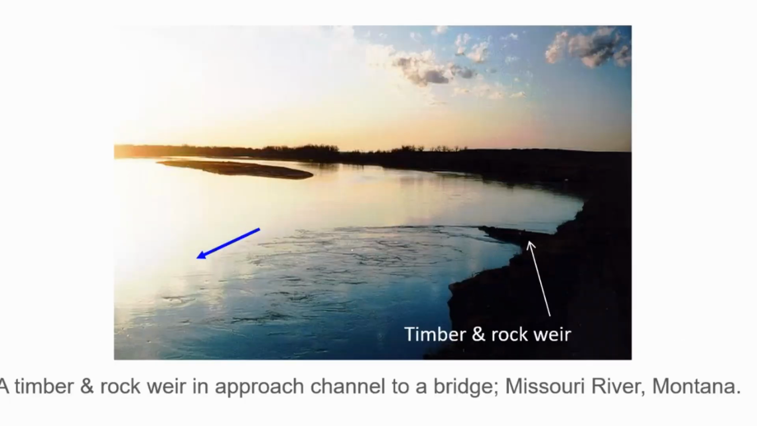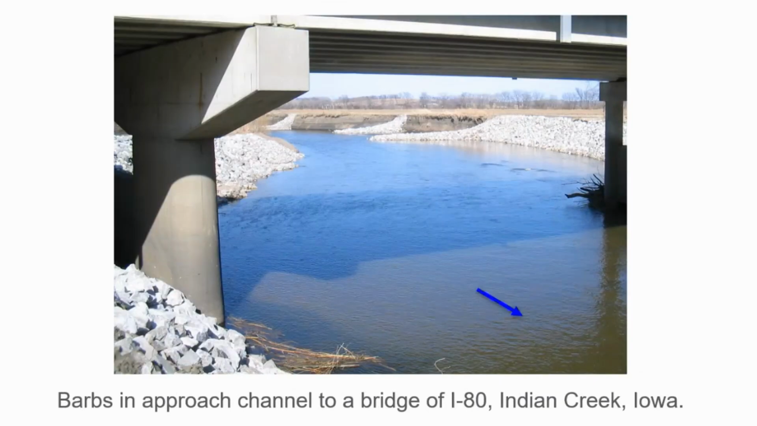This is a location on the Missouri River too, where they've put very cheap structures to guide the flow through a bridge crossing. You can see the turbulence that's involved. And this is under I-80 in Iowa. You can see rock barbs on Indian Creek here to guide the flow underneath these bridges on I-80. Otherwise, the channel would migrate that way.